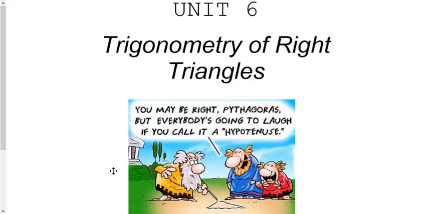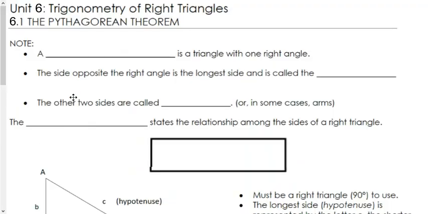Hello all, we are starting Unit 6, Trigonometry of Right Triangles. In this lesson, we are going to start by looking at our good friend Pythagoras and his theorem. So, note, just recalling what our Pythagorean theorem is and what it entails.